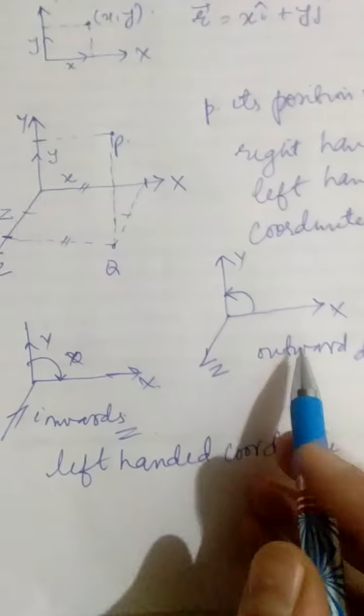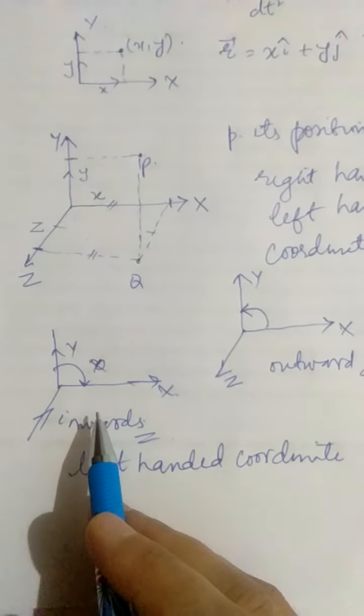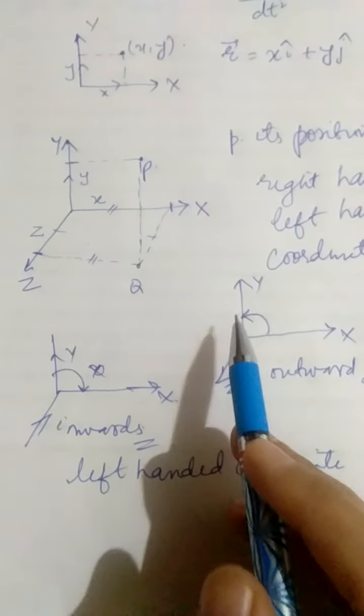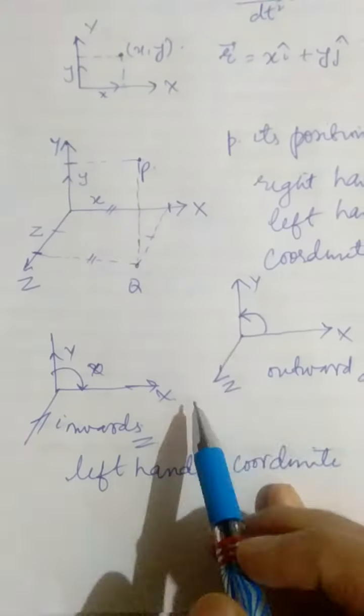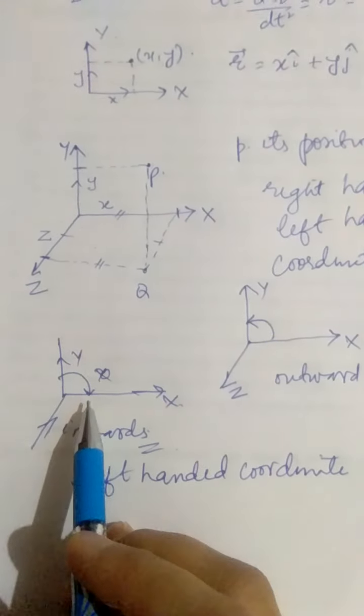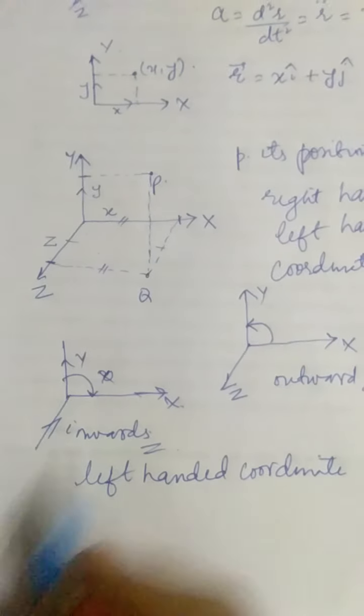Right, now what is the essential difference between a right-handed coordinate system and a left-handed coordinate system? In this system, we move from x to y anti-clockwise. The resultant is along z, but in the outward direction. And in this system, we move from y to x clockwise, and the resultant is along z direction, but inwards.